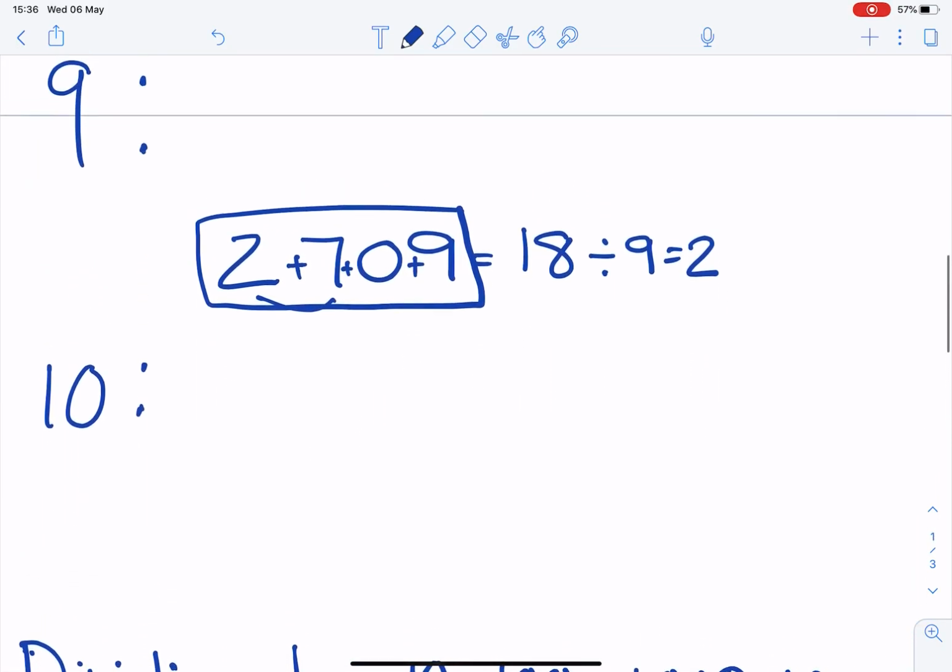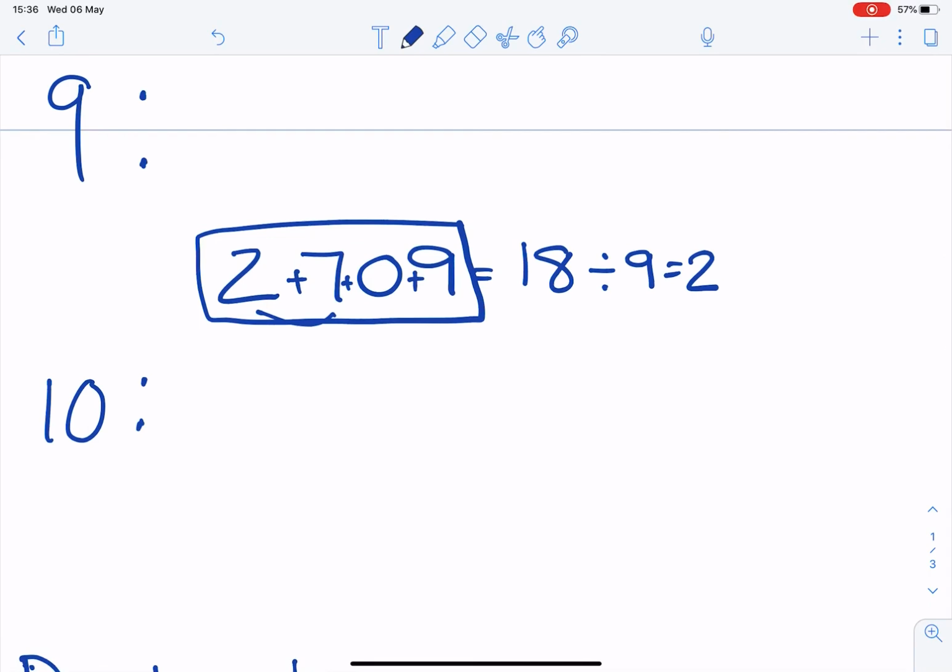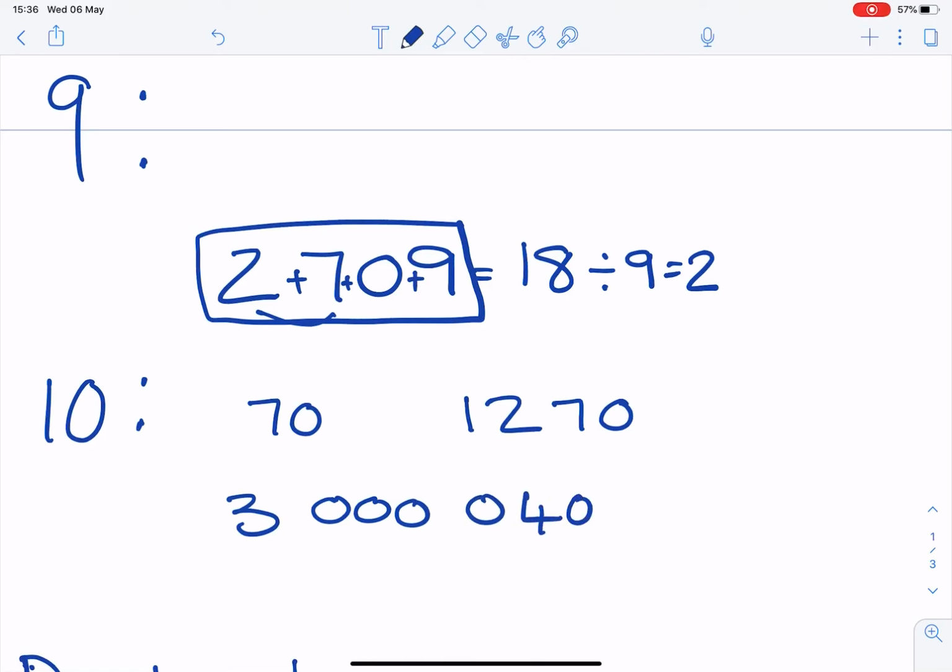Let's look at 10. If a number ends in a 0, it can be divided by 10. So whether that is 70 or 1,270 or 3,040,000, as long as the number ends in a 0, it can be divided by 10.